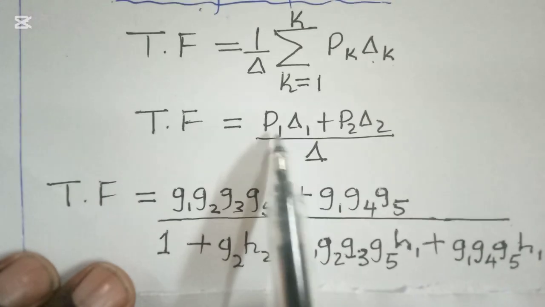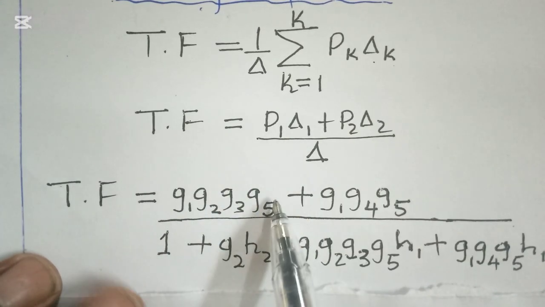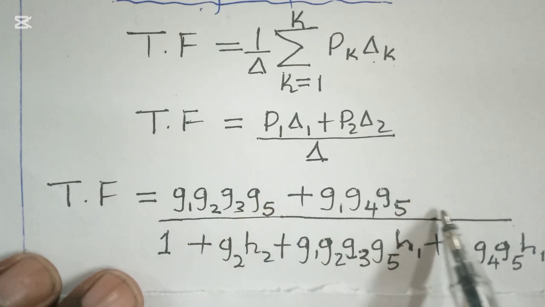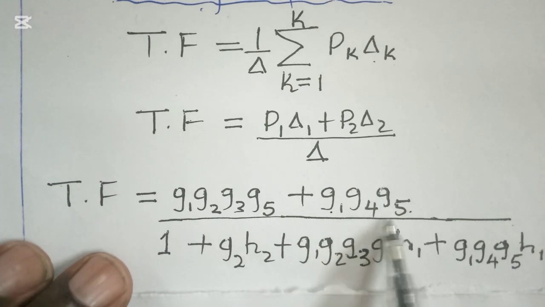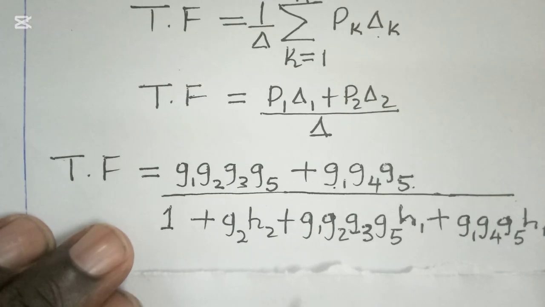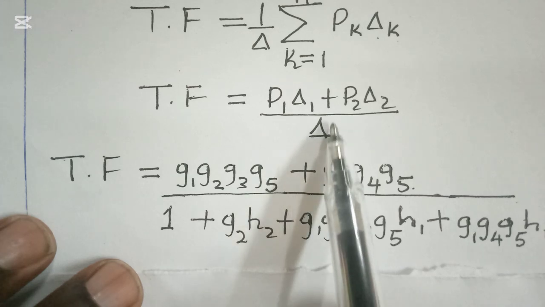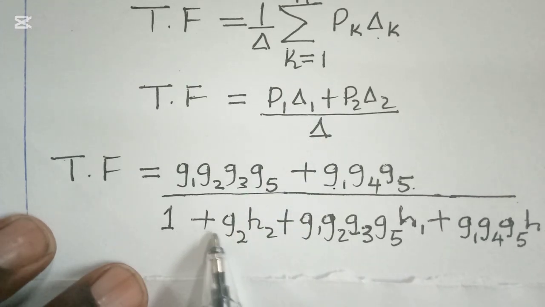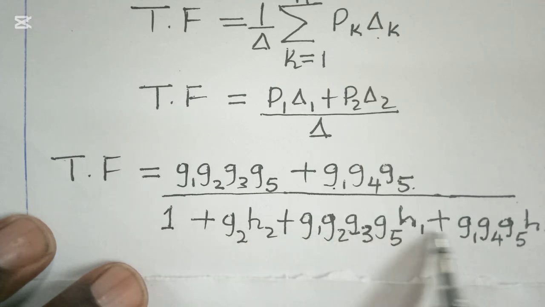We have P1, which is G1, G2, G3, G5. Delta 1 we found was 1, and delta 2 was still 1. Path 2, this is the path 2 gain. All over delta, according to the equation, and delta was 1 minus all the loop gains. Because they were negative, the minus here made them positive.